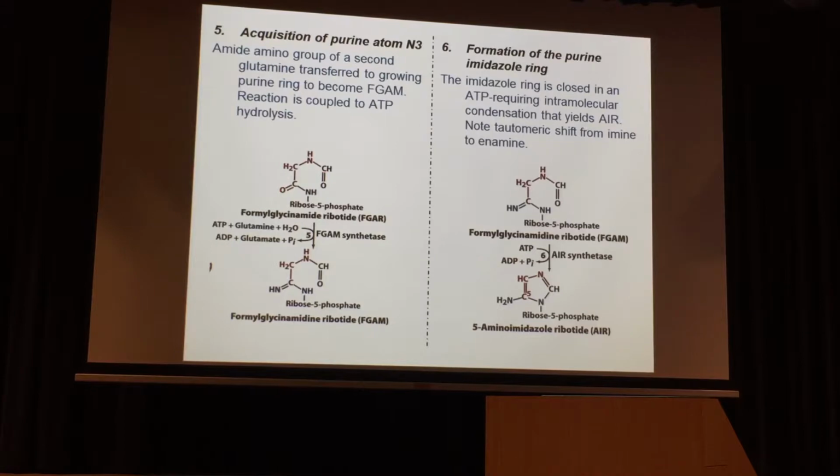So our ring is almost complete. We already have 5 atoms on it. What we need to do now with the formyl glycinamide ribotide is to close up the ring.